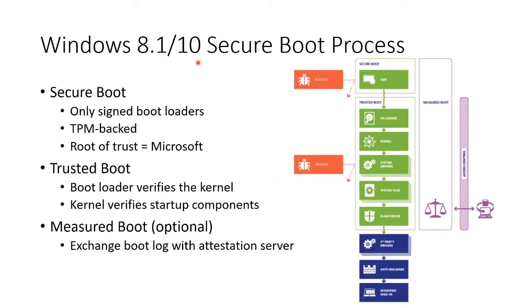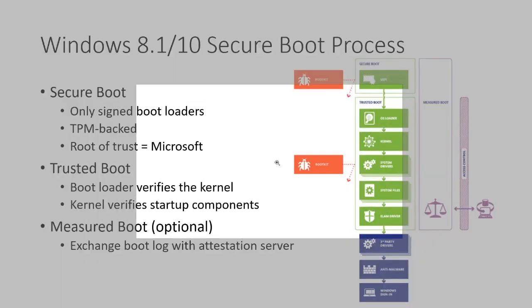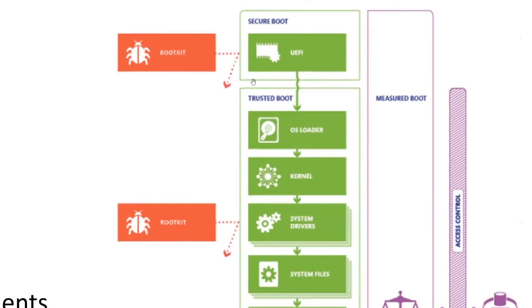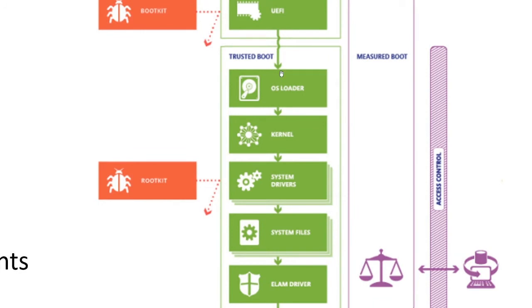Windows 8.1 and 10 both have a secure boot process, and they have actually 3 things that can be done to sort of protect against rootkits. I just want to zoom in a bit here. So starting in the very beginning, the BIOS, the UEFI, is digitally signed. So you can't have a rootkit get in here because it won't match the signature. It then hands off to a trusted boot process.